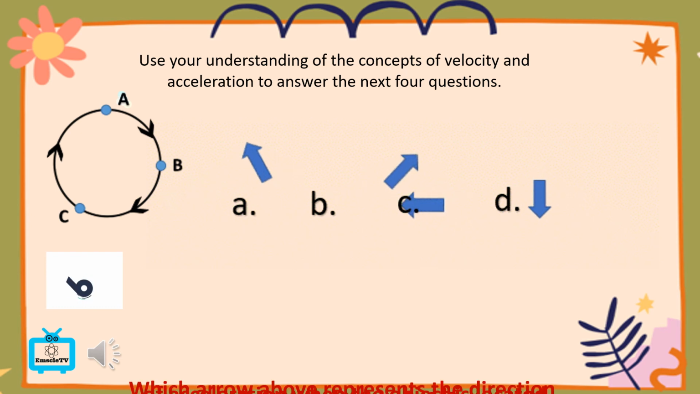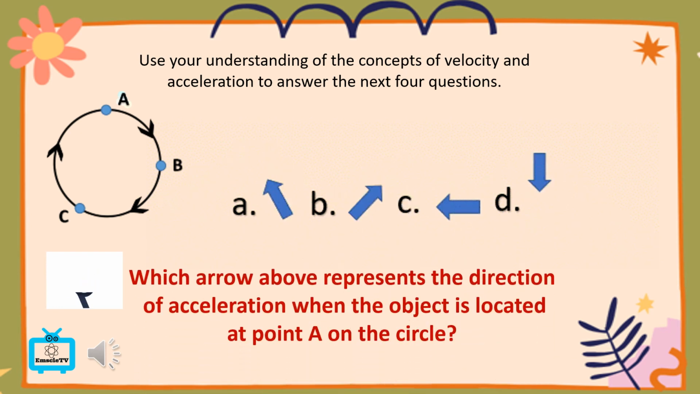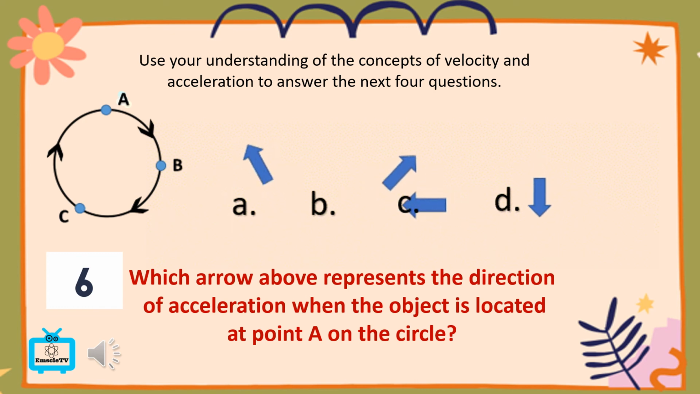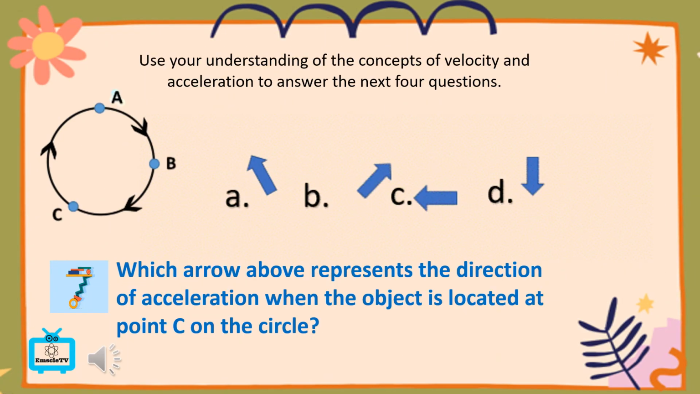Which arrow above represents the direction of acceleration when the object is located at point A on the circle? Which arrow above represents the direction of acceleration when the object is located at point C on the circle?